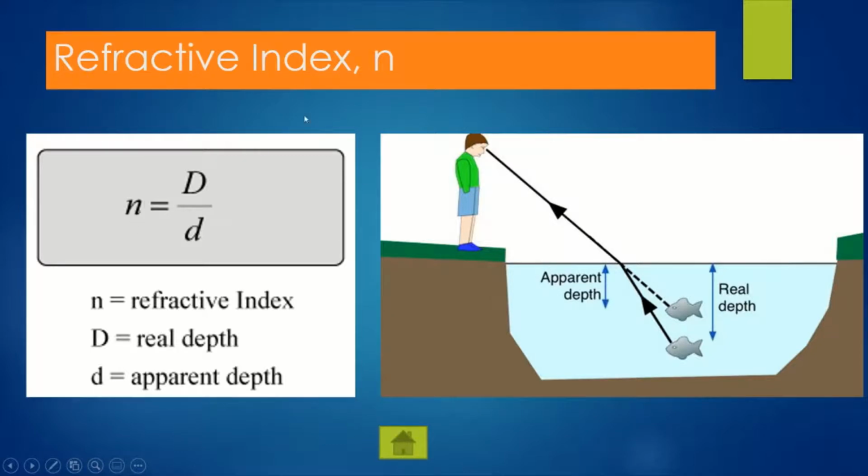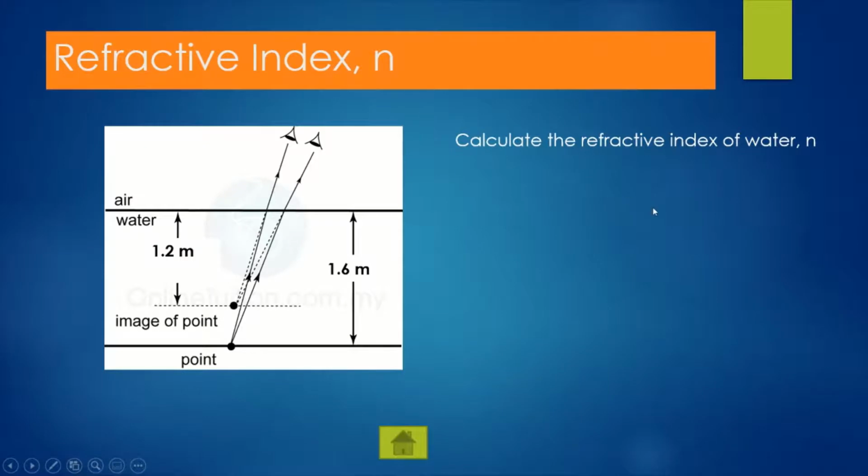If we take the ratio of real depth to apparent depth, we see that it is a constant value, and this constant value is the refractive index. We use capital D to represent real depth and small d to represent apparent depth. So we have refractive index equals real depth over apparent depth. This is another way to find refractive index.